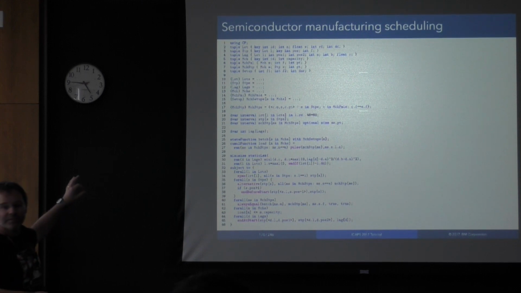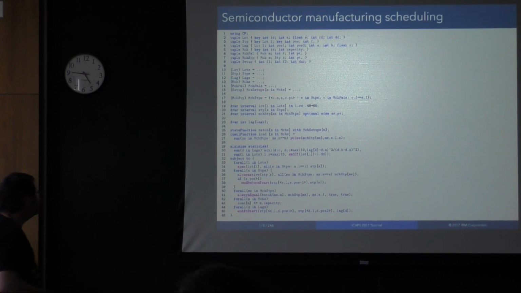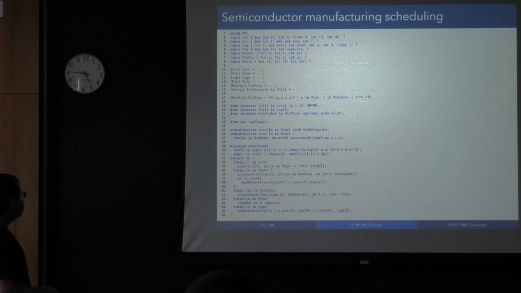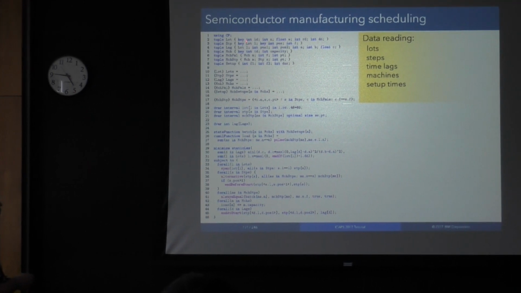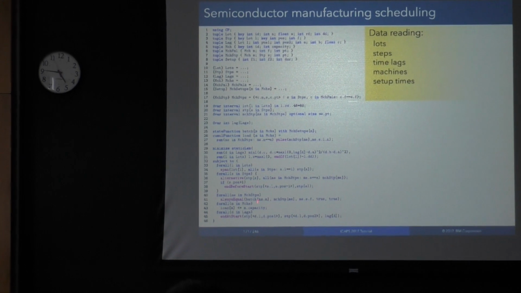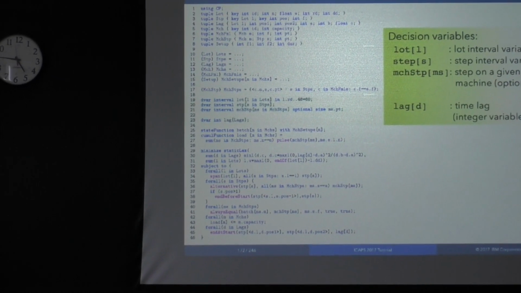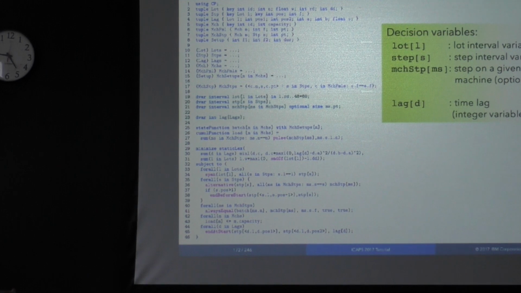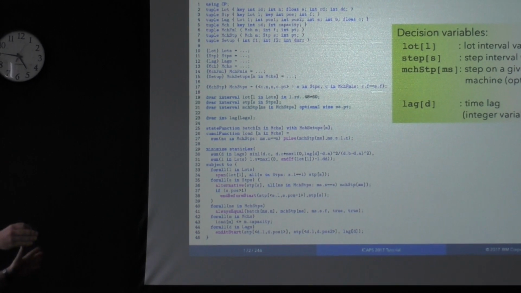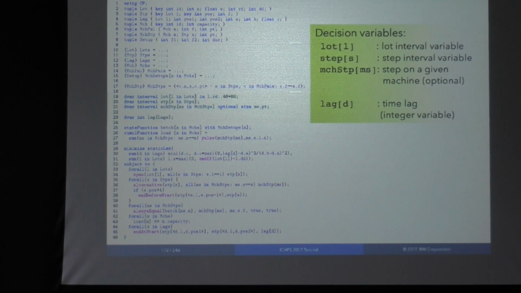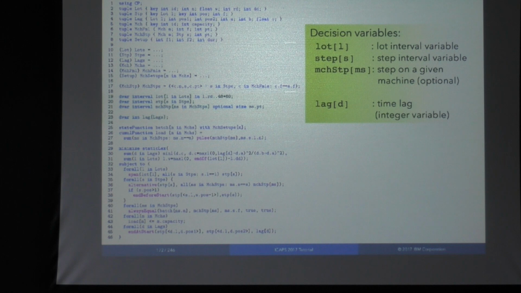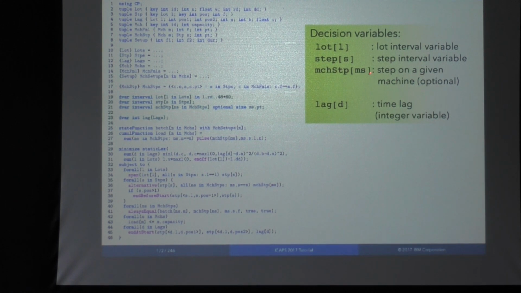I'm sorry, it's very small, but I had to make it fit on the slide. Even a third of the problem is just data reading, so the model itself is here. What we do is that we have an interval variable for each lot that represents the spanning time of the lot. We have one interval variable for each step. As the step can go on different alternative machines, we have optional interval variables, which represent the possible allocation of a step to a machine.